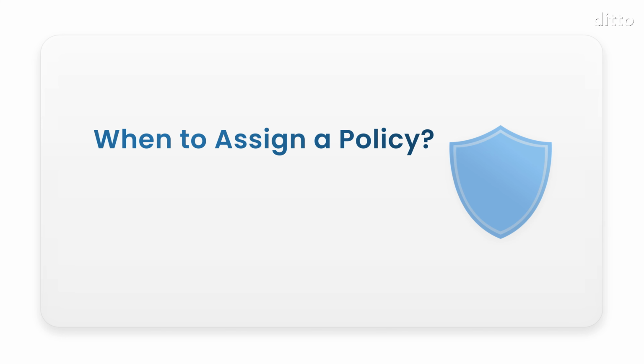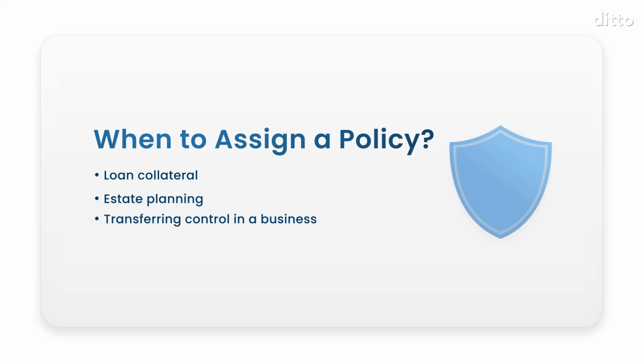So, when should you choose assignment? Only in very specific legal or financial cases like securing a loan, estate planning, or legally transferring policy control in a business. For regular families buying term insurance to protect loved ones, nomination is enough. And if you've already assigned your policy and then tried to name a nominee again, it won't matter. Assignment overrides nomination always. Your nominee becomes irrelevant under the assignment unless the assignment is revoked.